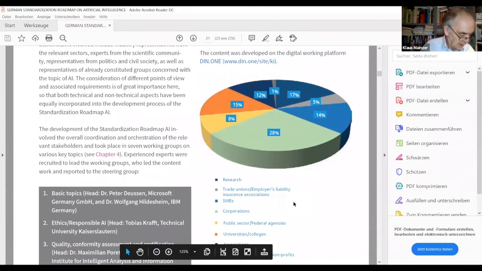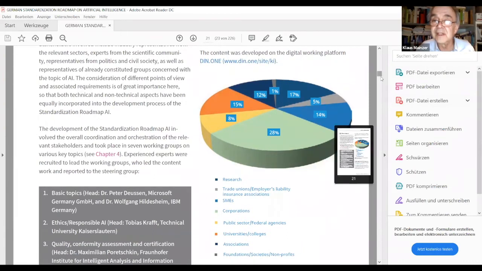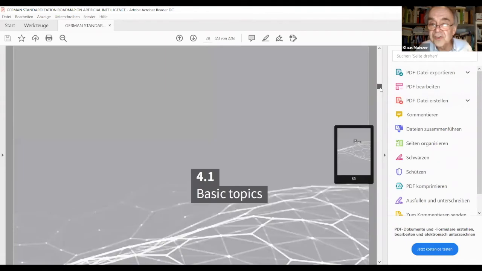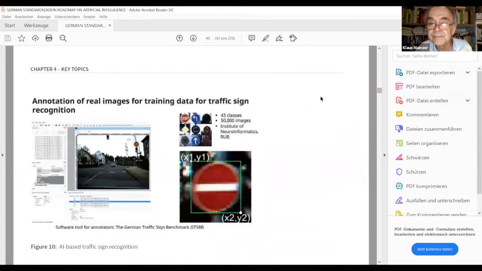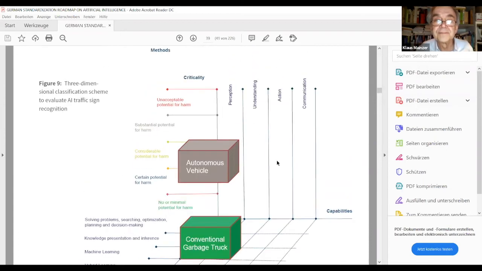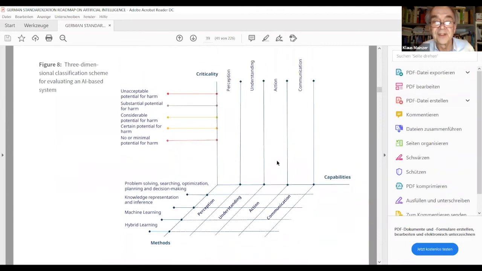Now, a nice and very illustrative diagram on page 39. Yeah, this one. For practical application. This is a three-dimensional classification scheme for evaluating an AI-based system. Three dimensions. The criticality dimension, with the distinction which I mentioned before, from no or minimal potential for harm to unacceptable potential for harm. Then a coordinate for capabilities relating to perception, understanding, action, communication.